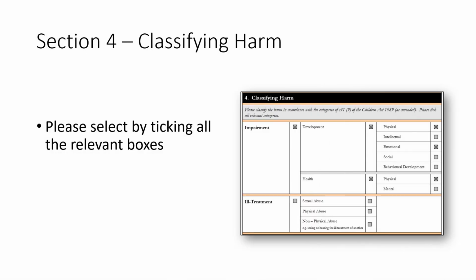In Section 4 of Risk 2, there is a grid which includes the various categories from Section 31 of the Children Act 1989. You should identify and record the relevant categories by ticking that box. In the case example, there is no ill treatment, but impairment of health and development. The subcategories are also identified: impairments of physical and emotional development and impairments of physical health.